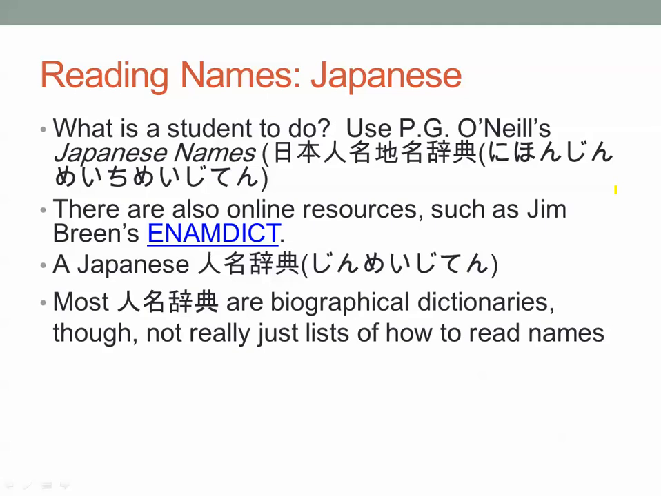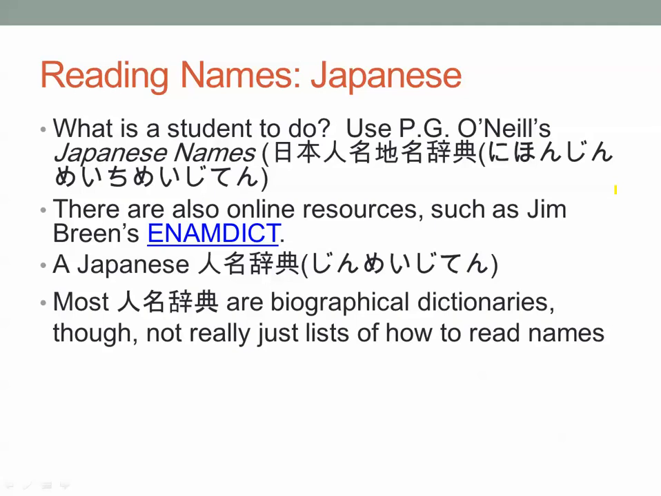A biographical dictionary, which we're going to look at right at the end of this lecture, contains extensive information about real people in history. So in that sense, it's quite different from O'Neill's, which is simply a lexicon of names and how to read them with a little bit of extra information put in there. There are a few other name dictionaries out there, but I'm not going to mention them because I don't think they're necessarily better, and they are certainly much more expensive.